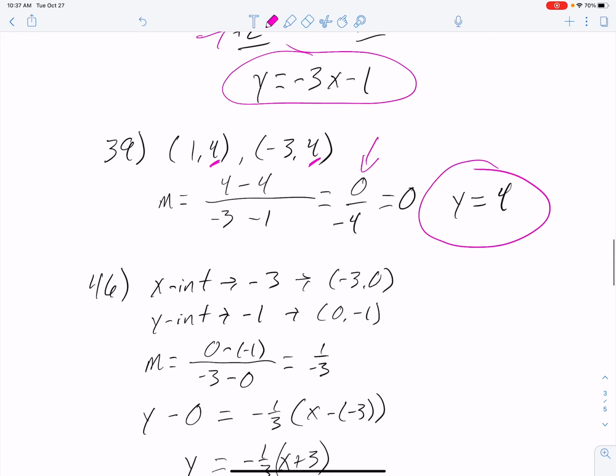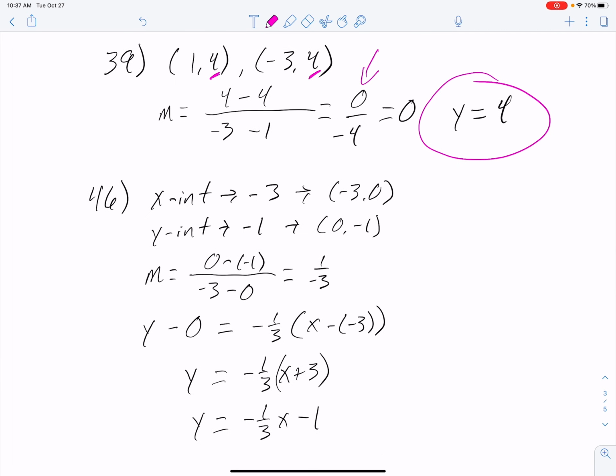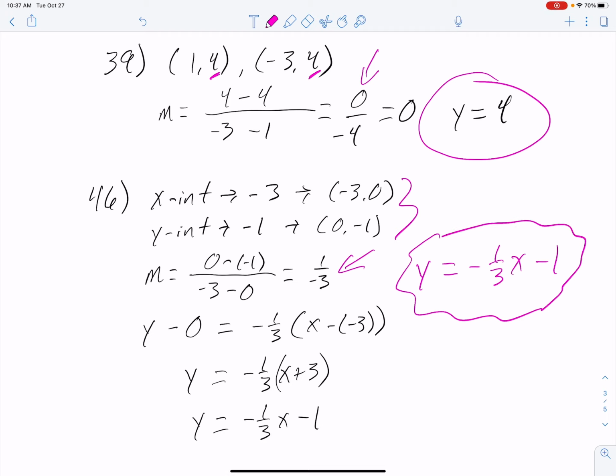46 tells us that we've got the x-intercept of -3 and the y-intercept of -1, which means I can set up my ordered pairs (-3, 0) and (0, -1), and use those 2 points to find my slope. Now some people are going to know right away that since we're given our y-intercept, we could immediately have just written our equation in slope-intercept form because they told us the y-intercept and then we found our slope. But if we take the time to set up our point-slope form, we're going to end up at that exact same equation anyway.